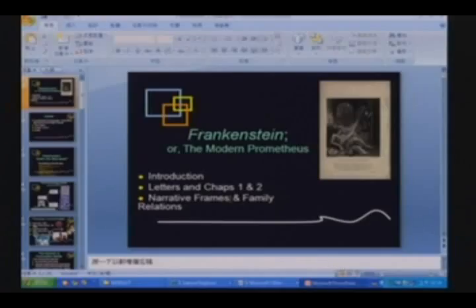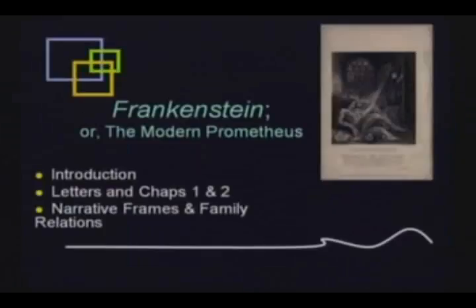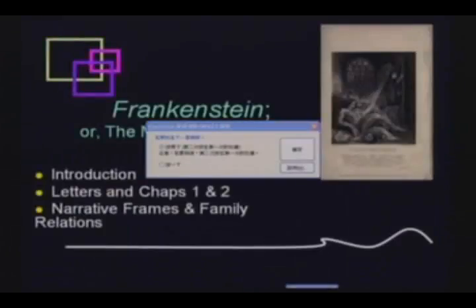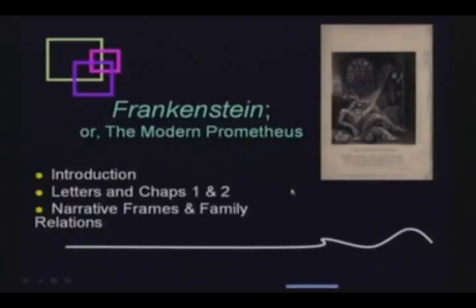Covered the letters in chapter 1 and 2 to understand the importance of the frame, the narrative frame, and also the setting, the background of this novel. Basically, in chapter 1 and 2, we get to understand what kind of person Victor Frankenstein is and what kind of family he has. And this will be used as a contrast to all the tragedies he comes across.